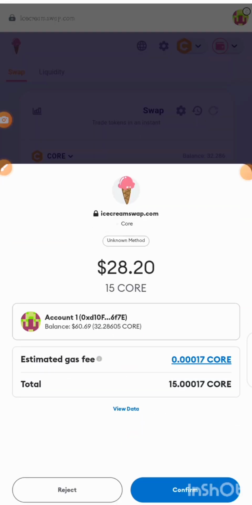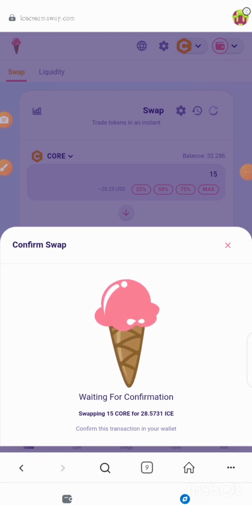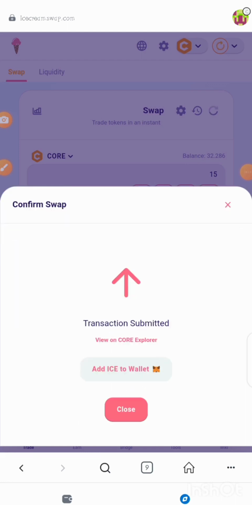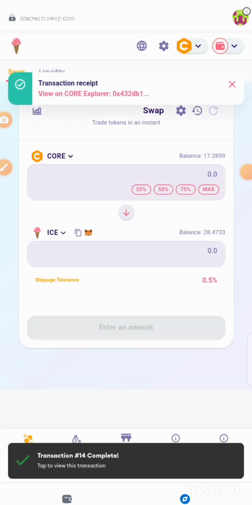Guys, the disadvantage to this is that when price drops, you will be affected. When the price of ice or core is dropping, you will be affected, and when they are also rising, it will also be in your favor. So this is the best time to actually do this, because both core and ice, the prices are actually down. So I believe that a time will come when there will be a rise in price. So when you're doing this, make sure you're going to hold it for a while.